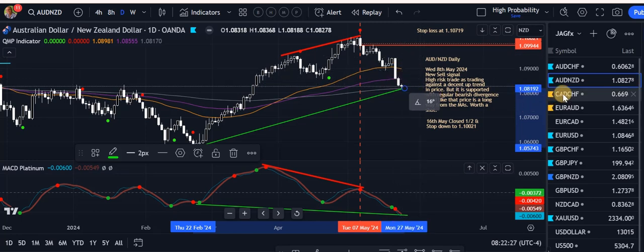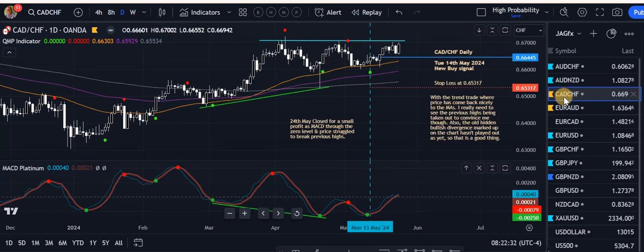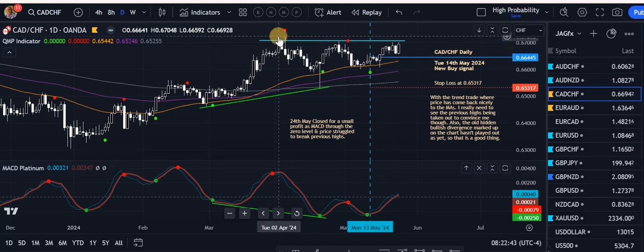But it's all good. CAD Swiss. I might have made a bit of a boo-boo on this one, and it's highlighted in orange because I closed it. So I took this buy on the 14th of May. Went up nicely, then it struggled up here. This is the previous high. This line was already drawn on the chart.